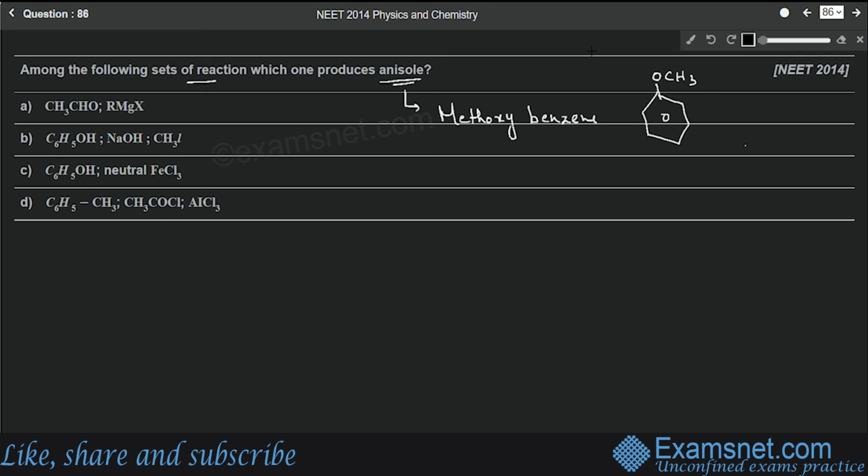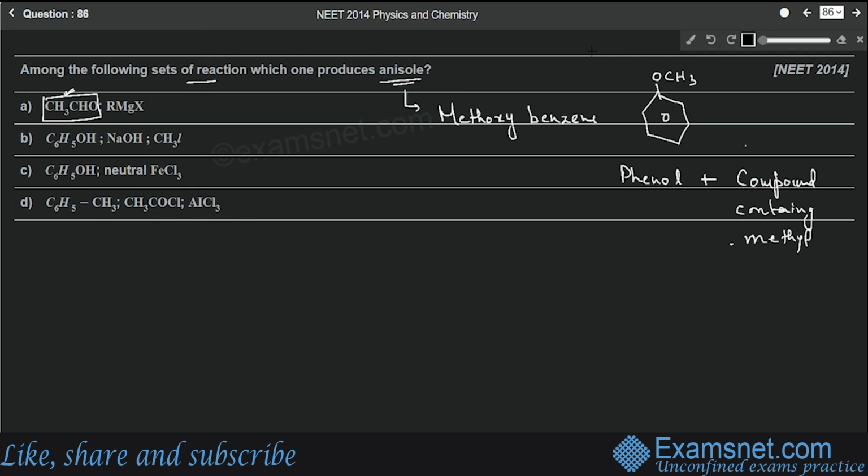So for the formation of anisole, we need a phenol plus a compound containing a methyl group. So what will happen? The methyl group will get attached to the phenol. Okay, so in the first option we don't have a phenol, this is ethanal. And we need a phenol.